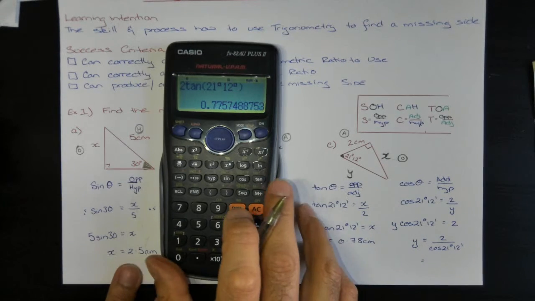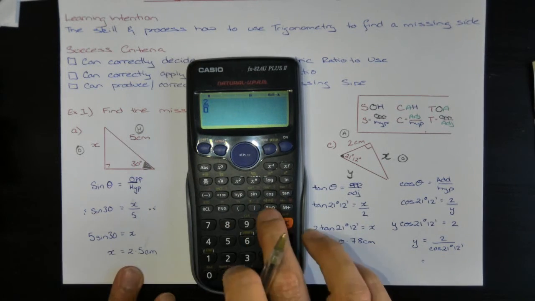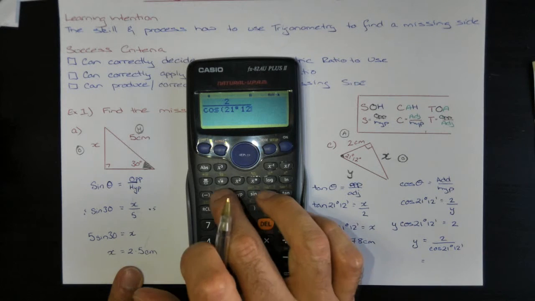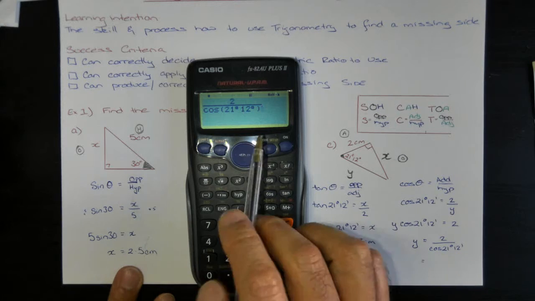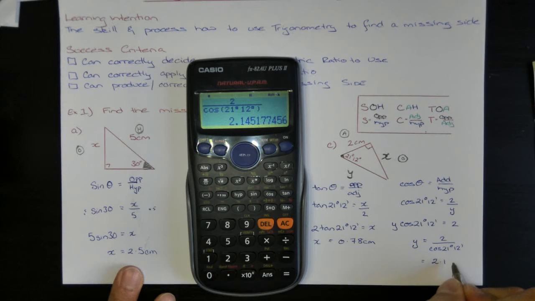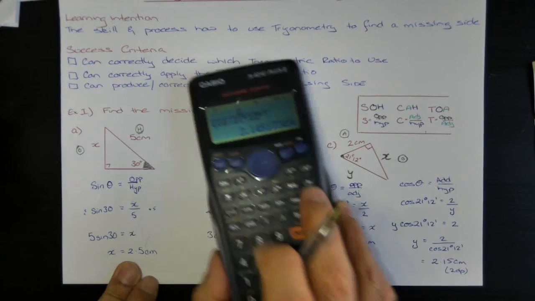That's a number that we can find using our calculator. So we've got 2 over cos 21 degrees and 12 minutes, and close the bracket. So I've closed and I've put both symbols, and I get 2.15 centimeters to 2 dp. Okay. All right.